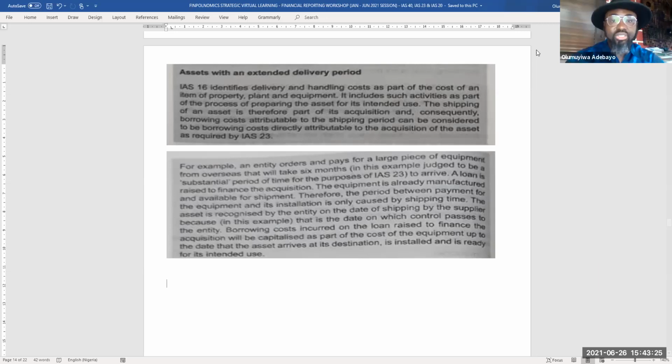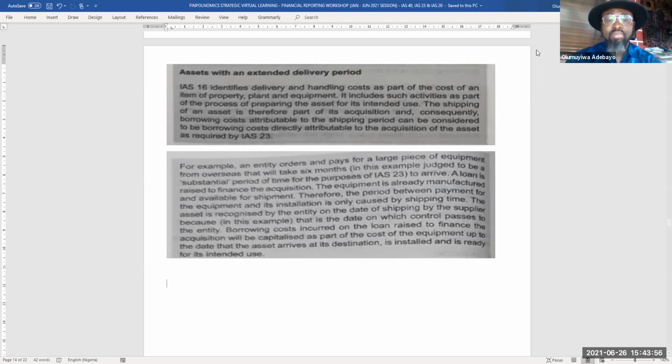Thank you very much. Now, since we have established what may have qualified under the requirement of IAS 23, let us now ask ourselves, since they've qualified, what is the next order? That means the next order would be, how do we then treat such a borrowing cost on a qualifying asset?